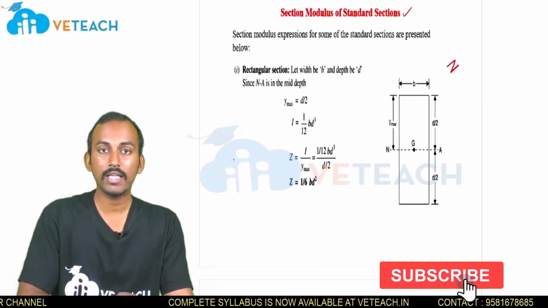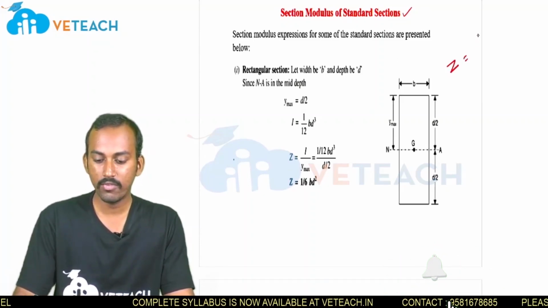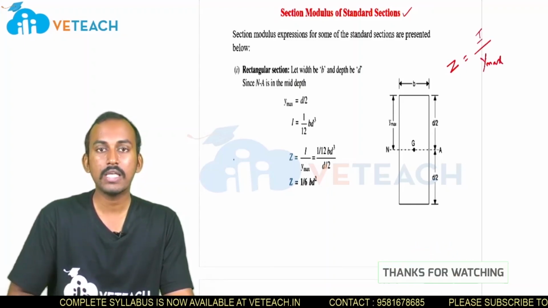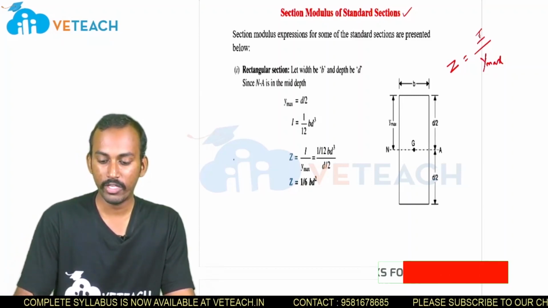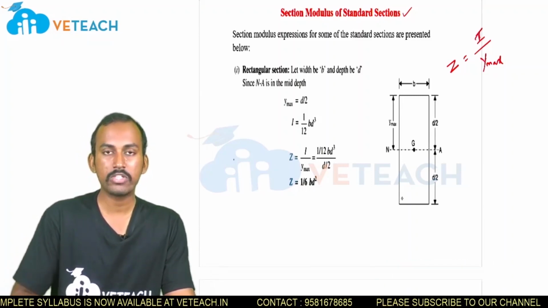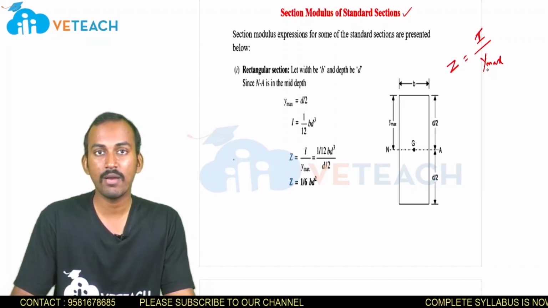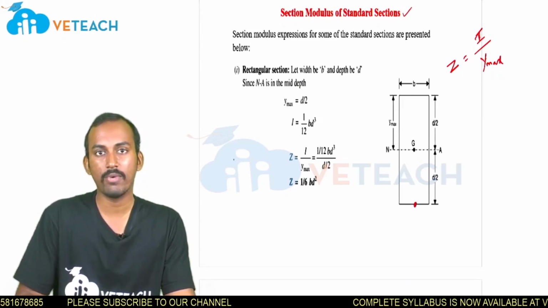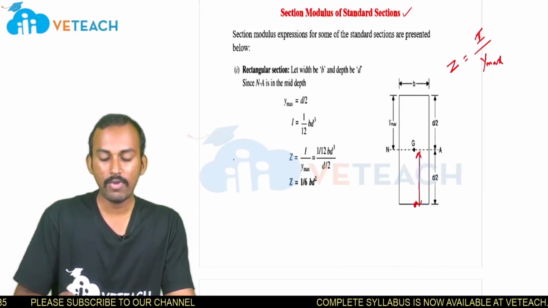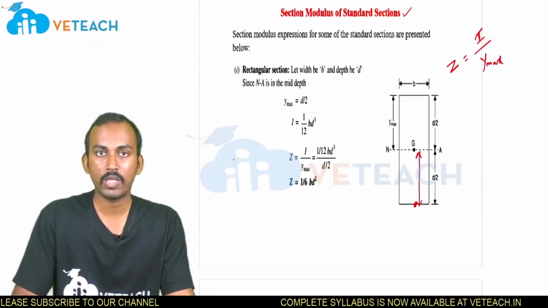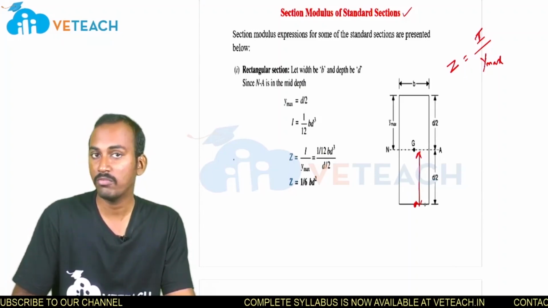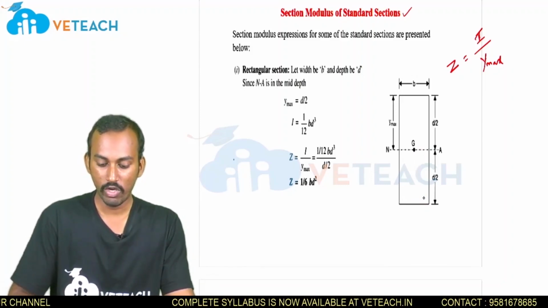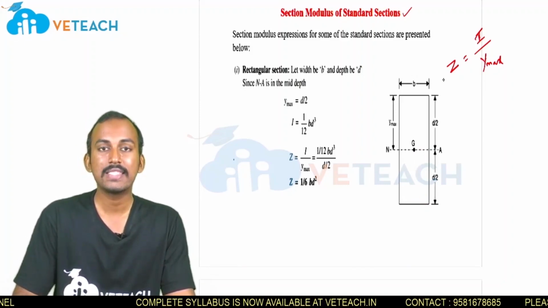Z is the symbol for the section modulus and it is equal to the ratio of moment of inertia to the Y maximum. So this is the formula for Z. The moment of inertia depends upon the dimensions of the beam. And what is this Y maximum? Y maximum is the distance of the outermost extreme fiber to the neutral axis. So the distance of the outermost fiber considered from the neutral axis, that is the Y maximum. So the ratio of I to Y maximum is known as the section modulus.